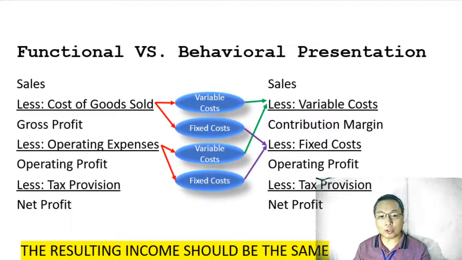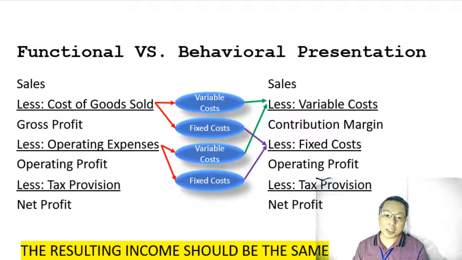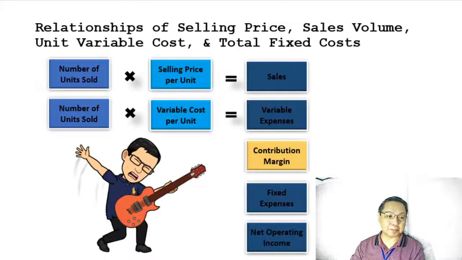I want you to notice na the resulting income should be the same. So irrespective if you use yung nasa left side or yung nasa right side na income statement, kung ano man yung net profit should be the same. So ang difference lang nila, yung una ay nakabase sa function, and then this one is based on, yes, behavior, no? So sa behavior po 'yan. So at this point, meron ba kayong question? Alright, so kung wala naman, let us proceed.